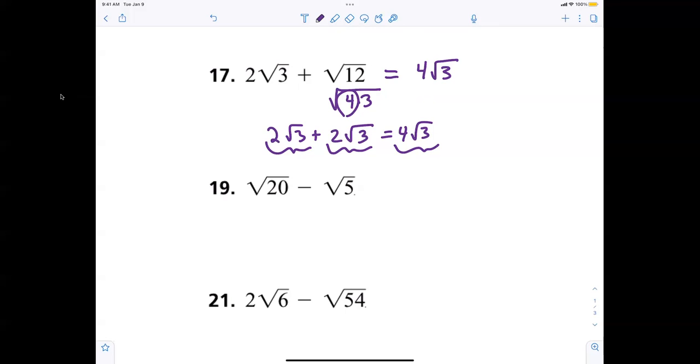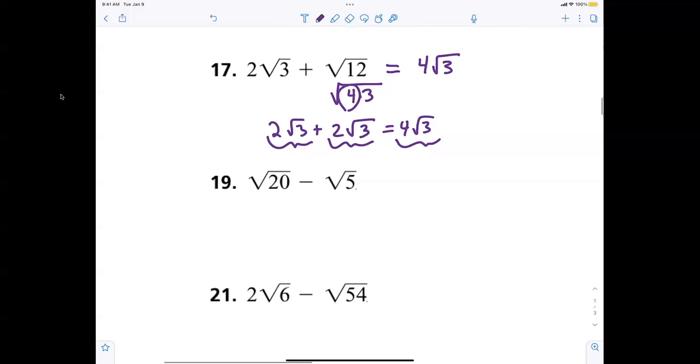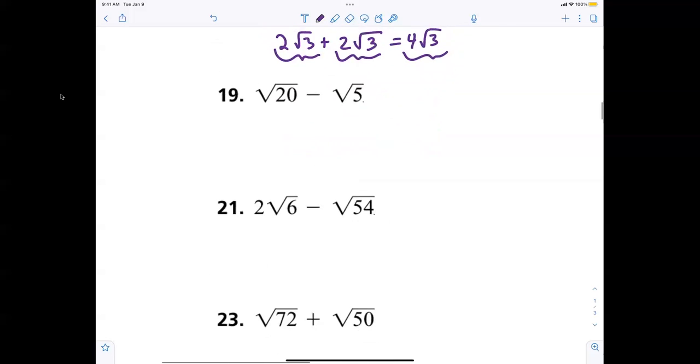The square root of 12 breaks down to 2 radical 3. If you don't know that, I'll give you your worksheet from yesterday that maybe you did or didn't do. I know. What if there's a number in front of the radical? Would it not work? Here we go. You're welcome.